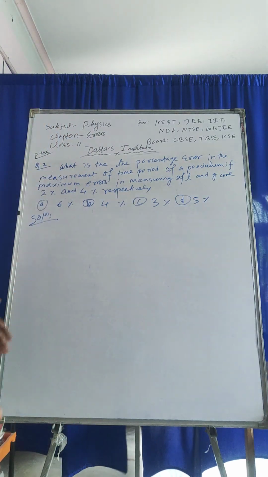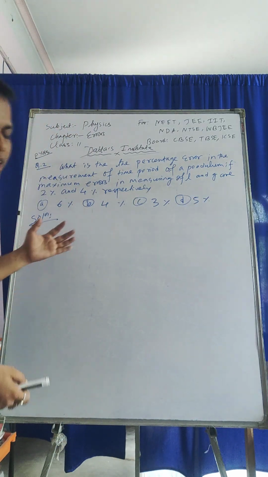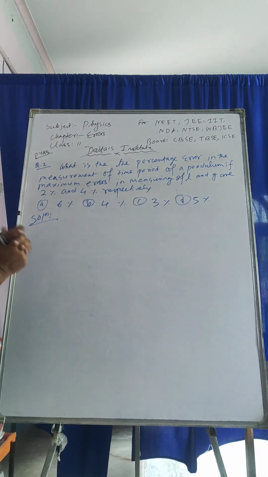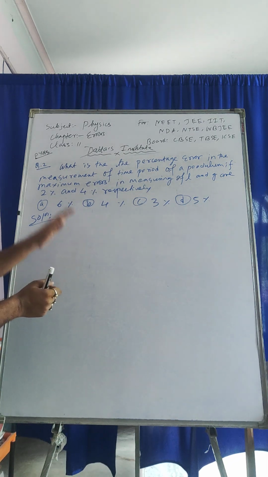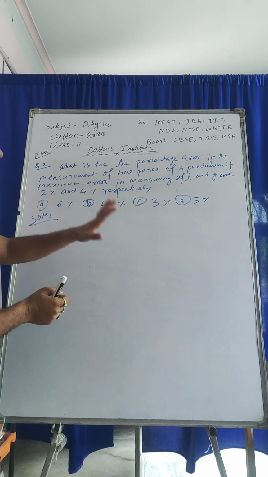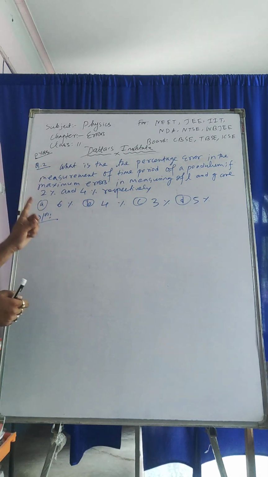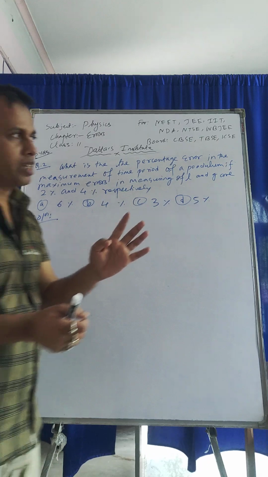The question is like that. This question also came in the NEET section. What is the percentage error in the measurement of time period of a pendulum if maximum errors in measuring L and g are 2% and 4% respectively? So we have to find out the percentage error in time period.